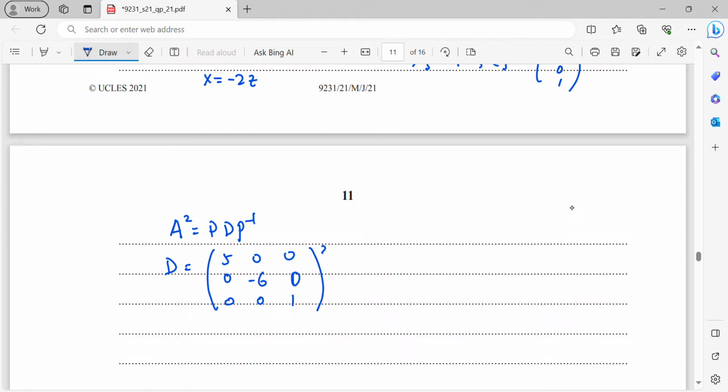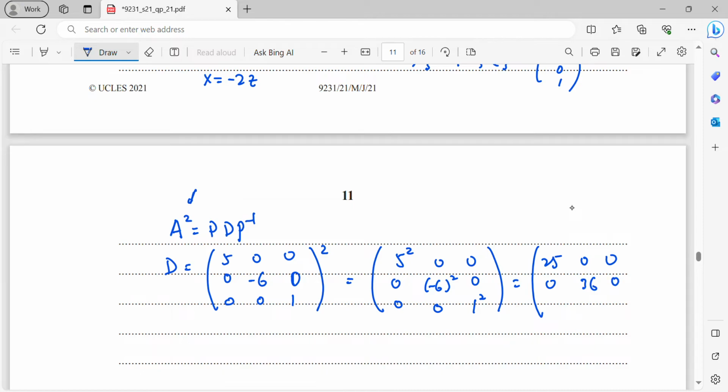But then I have to square it because of the A squared here. So now the answer for this is 5 squared, 0, 0, 0, then negative 6 squared. You just need to square all the eigenvalues. Then you will be getting 25, 0, 0, 0, 36, 0, 0, 0, 1. That is your matrix D.